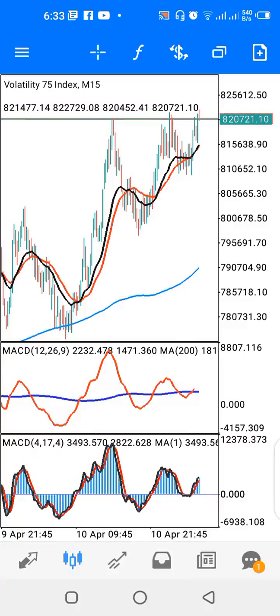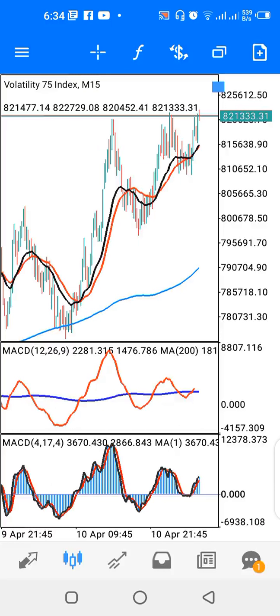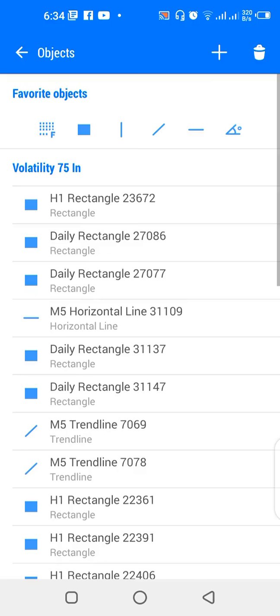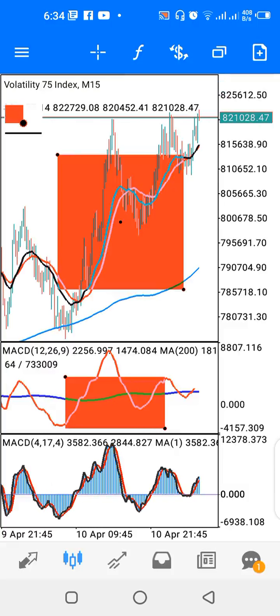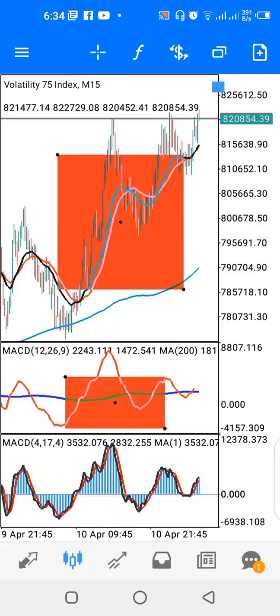Today we'll be looking at a strategy you can use to trade the Volatility 75 Index on the 15 minutes time frame. Today we are on the chart. I have three windows. This is my main window. This is indicator window 1. And I have indicator window 2.